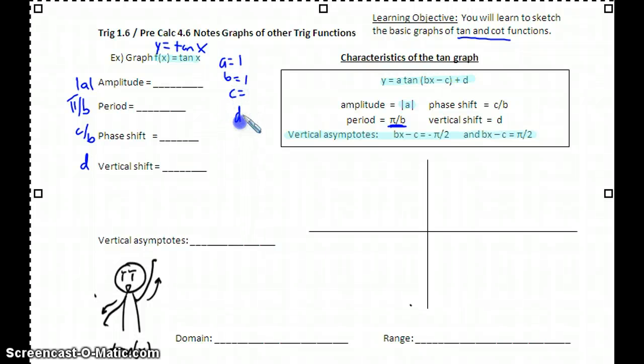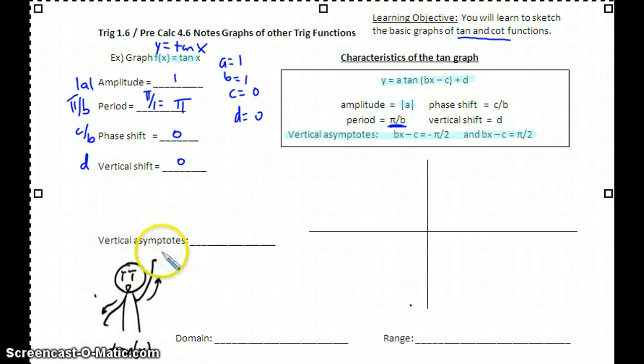And then for this graph, I don't have a c or a d, so there is none, because there is nothing that I'm adding or subtracting from the end of x. And then finally, there's nothing that I'm adding out here to get the d value. So the amplitude is going to be 1. The period is going to be pi over 1, which is just pi. The phase shift and the vertical shift, I don't have those.